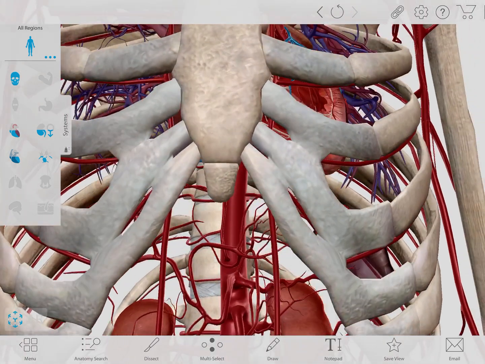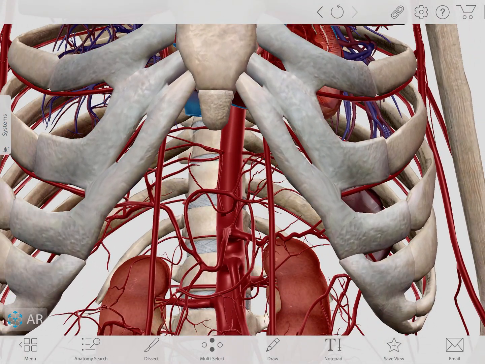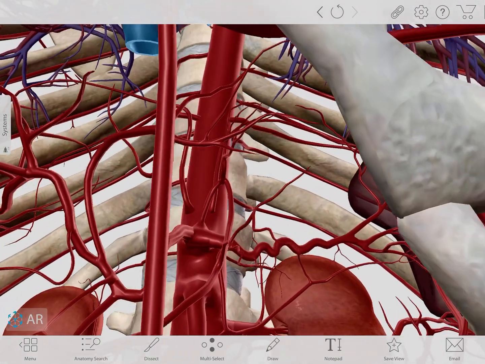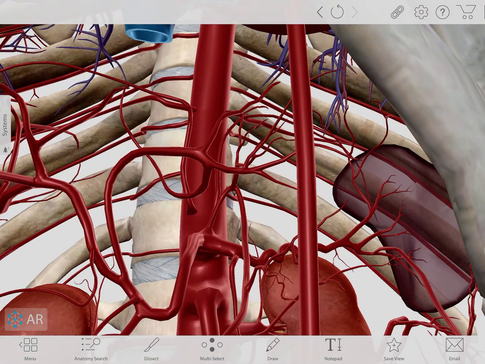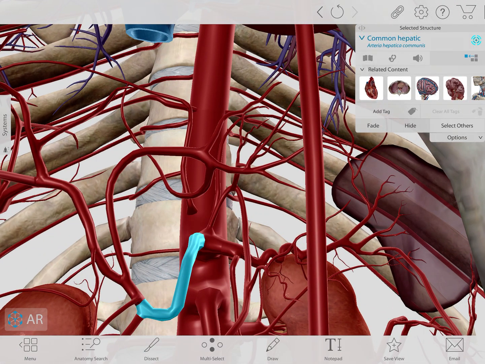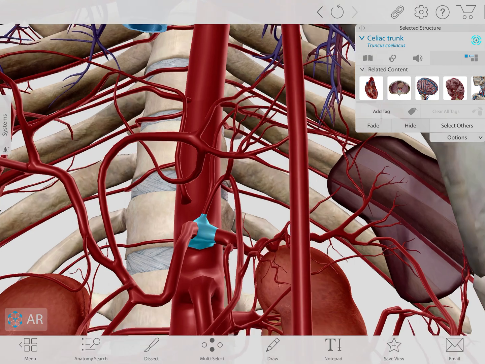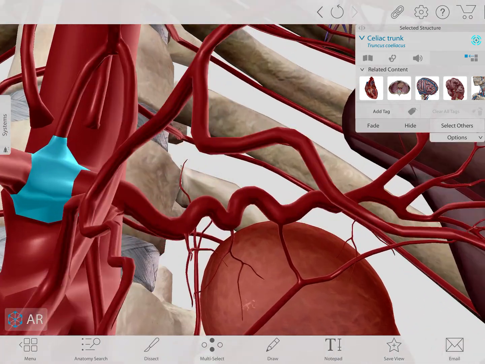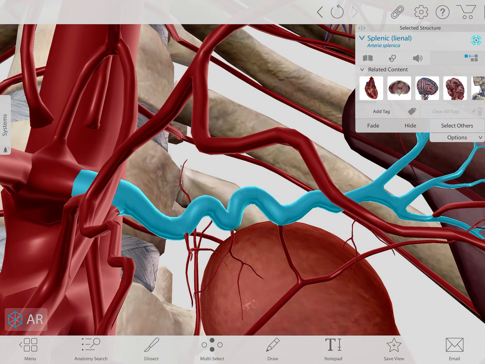And now we encounter one of the first branches off of our abdominal aorta, which is our celiac trunk. So here's our celiac trunk right here. It has 3 main branches: the left gastric, the common hepatic, and the splenic. And like I said, we're going to our spleen, so we're going to focus here on the splenic artery, which is very tortuous in appearance.